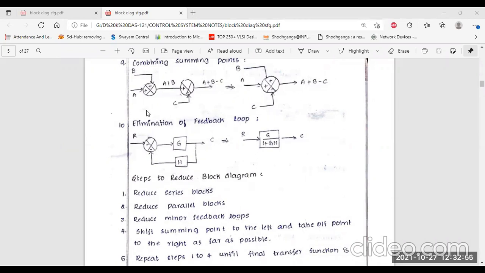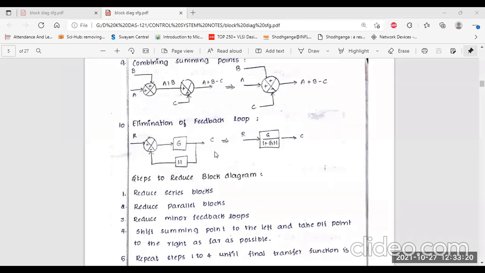The last rule, number 10, is eliminating the feedback loop. This H is the feedback loop, which connects the output back to the given set point. All of you know this is the input function and this is the output function. So you can easily eliminate these feedback loops also.